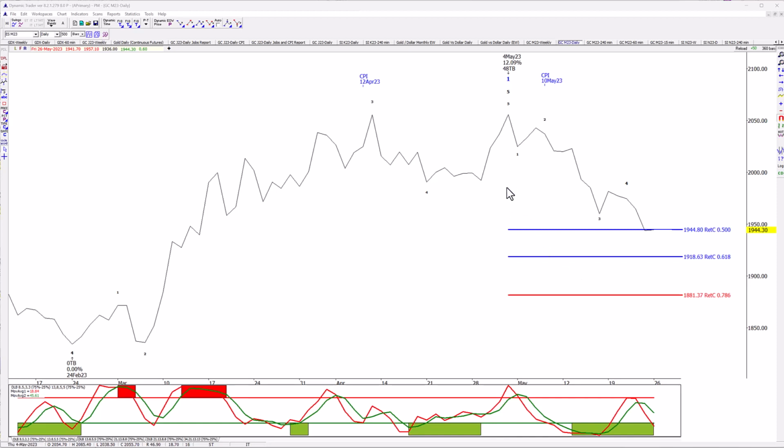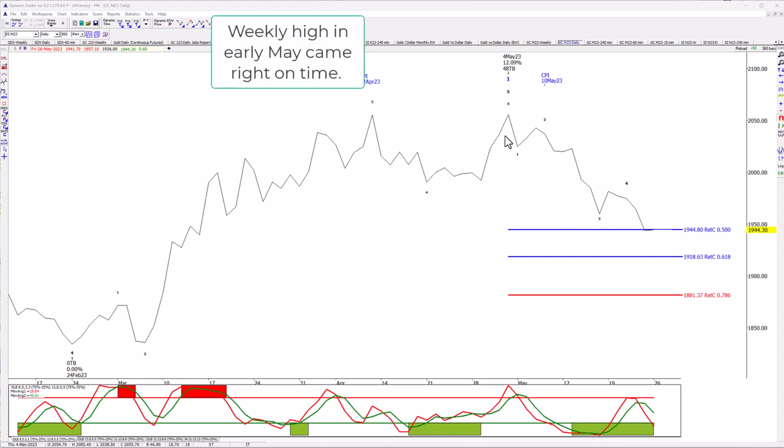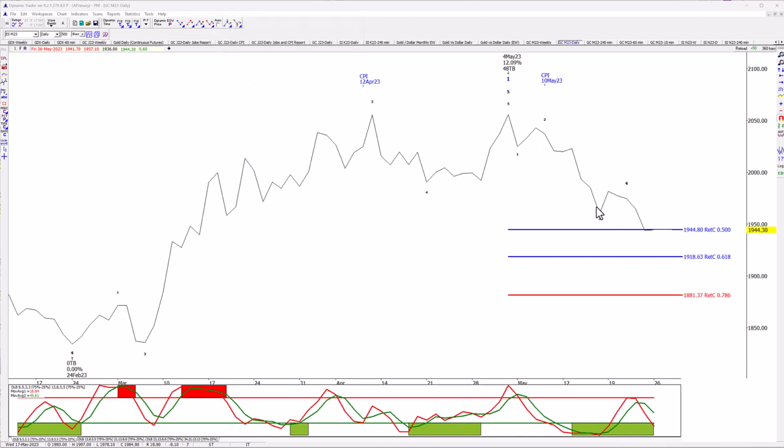If you'll remember from a couple, 3 weeks ago on the videos that I did, we're looking for what we call a weekly high in gold that was made pretty much right on time in early May, and it's been net bearish ever since then, as anticipated. Let's look at where we're at right now as of the end of the day, Friday on the 26th. This decline looks very clearly like a 1, 2, 3, 4, 5.